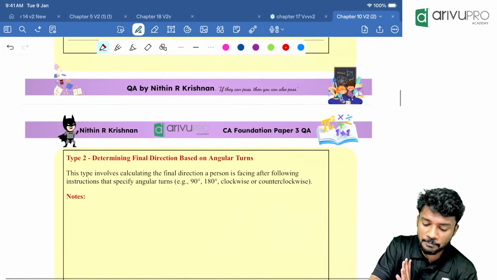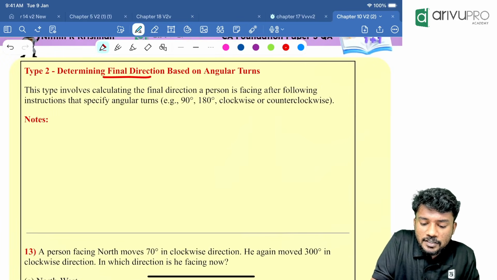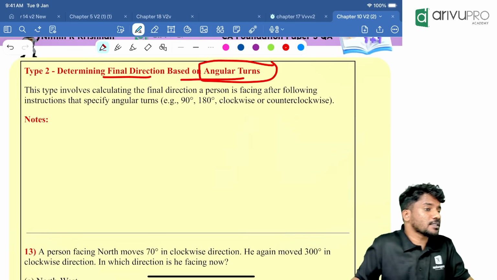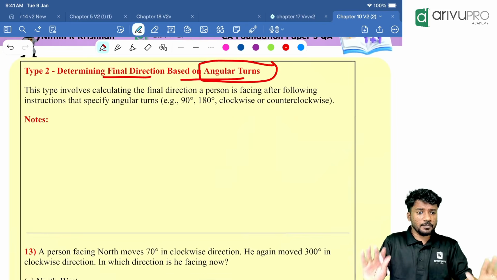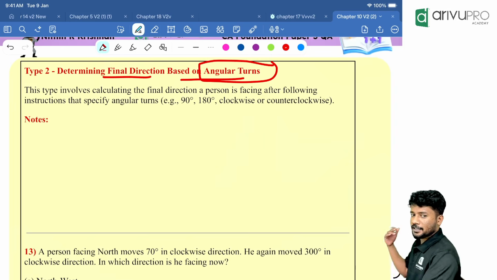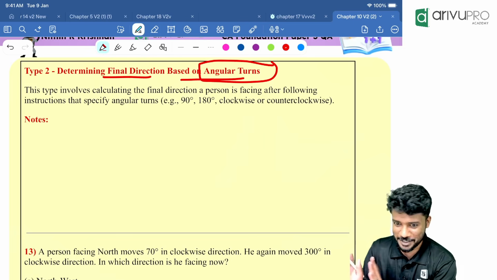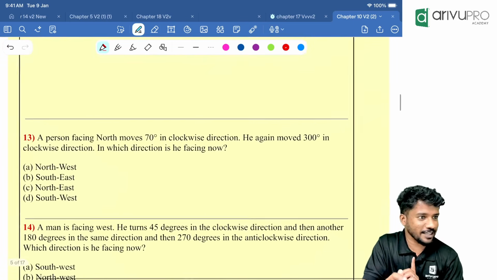This is important. Now looking to the next question. Determining final direction based on angular turns. Angular turns means what? A person will be sitting. Then he will be moving 30 degree or 60 degree in one direction, then 180 degree, then 360 degree. Likewise, he will be moving and coming back based question.